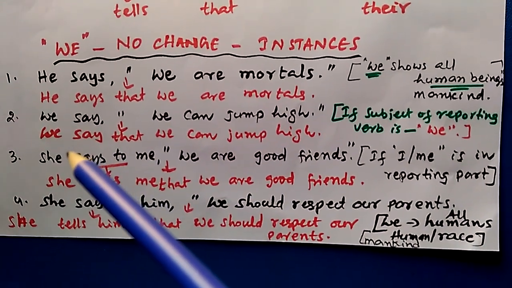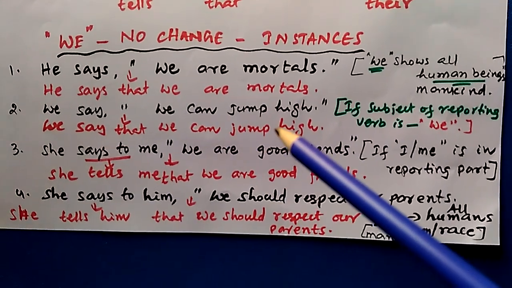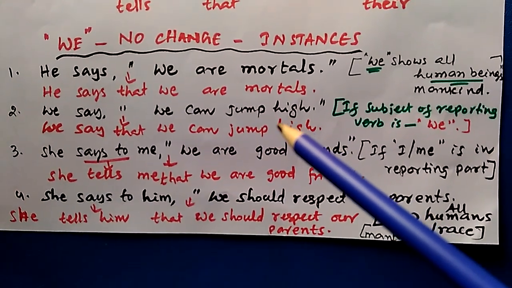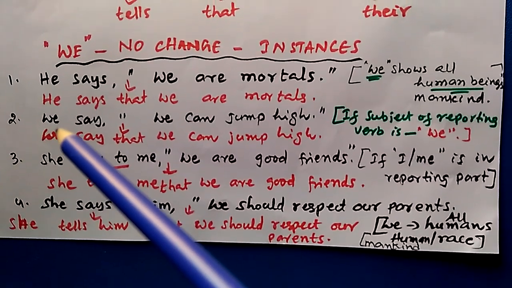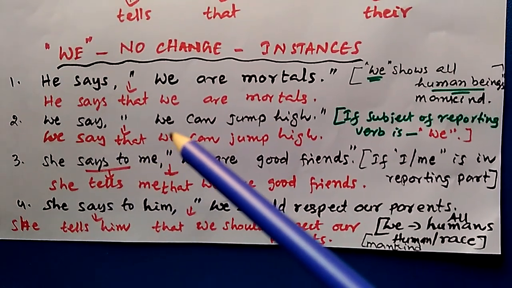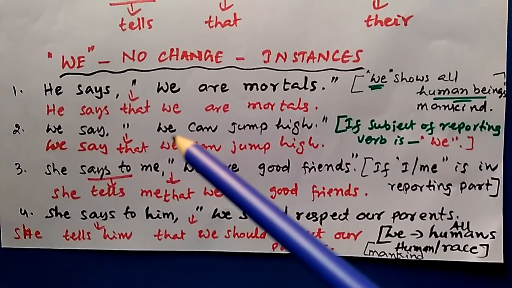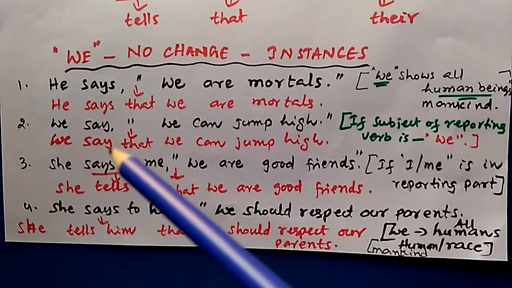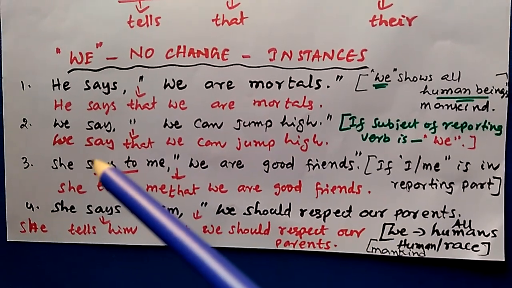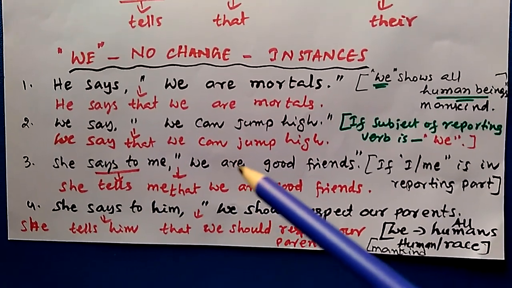And next, the second one: "We say, we can jump high." Here, whenever the subject is we in the reporting verb, then we need not change we and its related words in the reported part. So "we say we can jump high" becomes "we say that we can jump high."